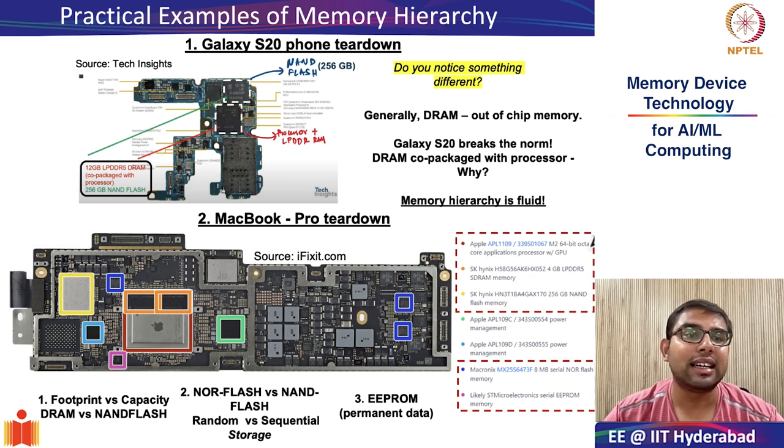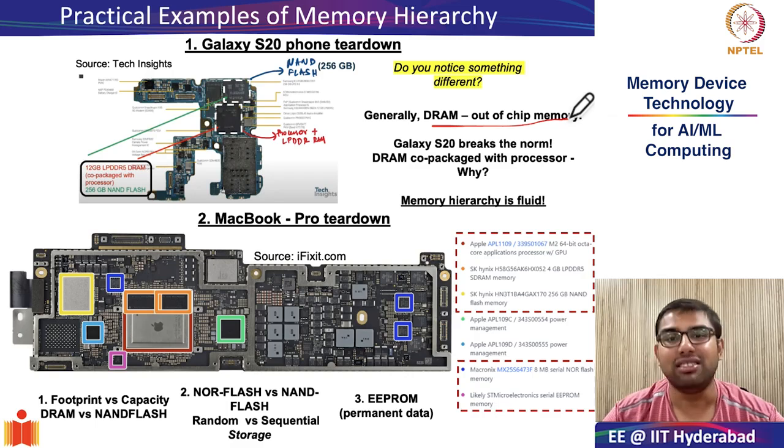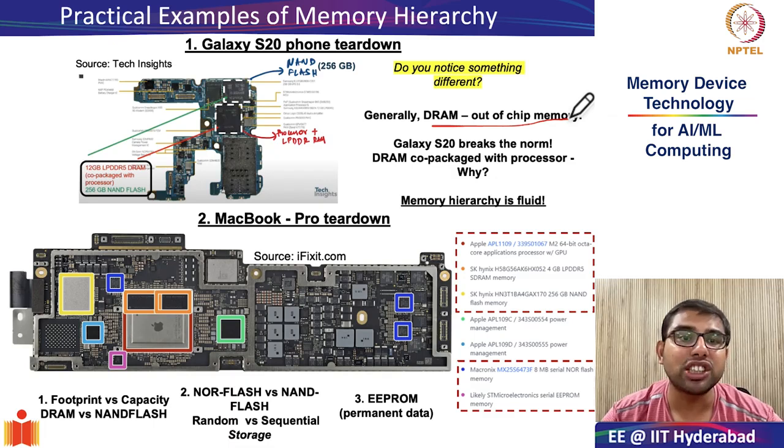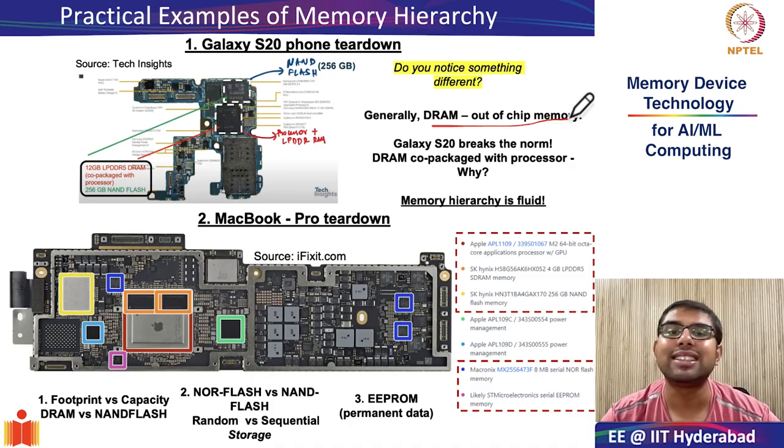And what we saw is, yes, the strict definitions are very important, but actually in implementation, memory hierarchy is very, very fluid. How did we see that? We saw that generally DRAM is out of chip memory. Why is it out of chip? Because the 1T, 1C, especially the capacitor fabrication, is not compatible with the fabrication of advanced transistor technology nodes. They are made in completely different fabs. However, in Galaxy S20, we saw that the DRAM was co-packaged along with the processor. And later on in our studies, we saw that was possible through heterogeneous integration.